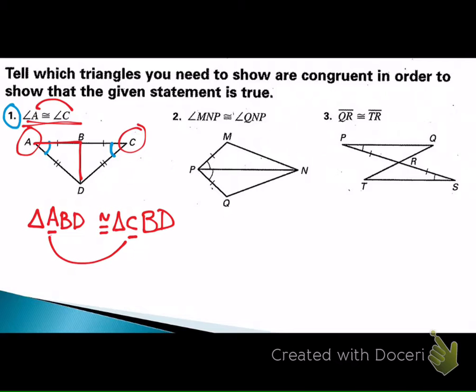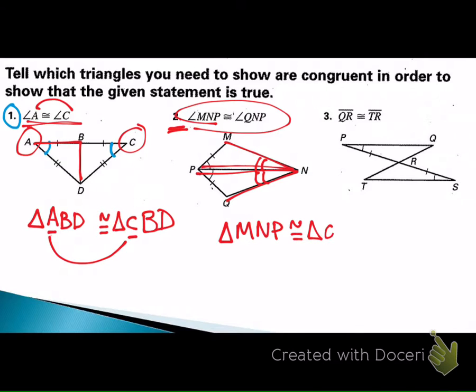Now, number 2 does some of the work for you. They're saying if M and P, this angle over here, is congruent to Q and P. Well, they already put it in the right order for us. So the triangles that would have to be congruent here are triangle M and P and triangle Q and P. So sometimes they do the work for you.